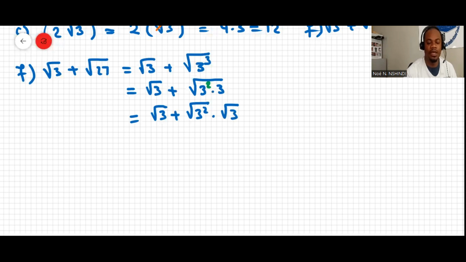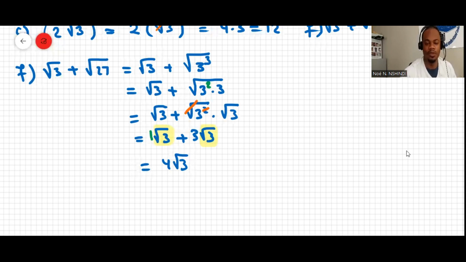And then the square root and the power of 2 will cancel, and this is just square root of 3 plus 3 root 3. Now the fact that they both have square root of 3, understand that there's an invisible one over there, so we will do here 4 square root of 3.